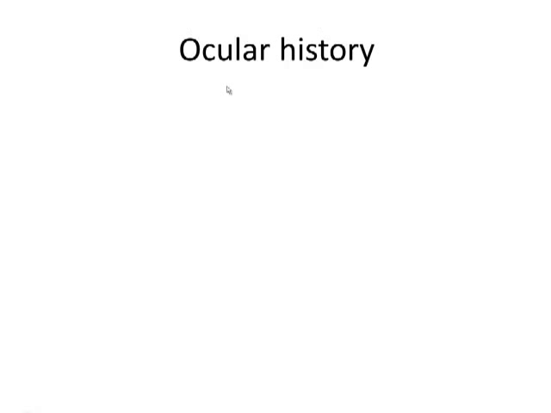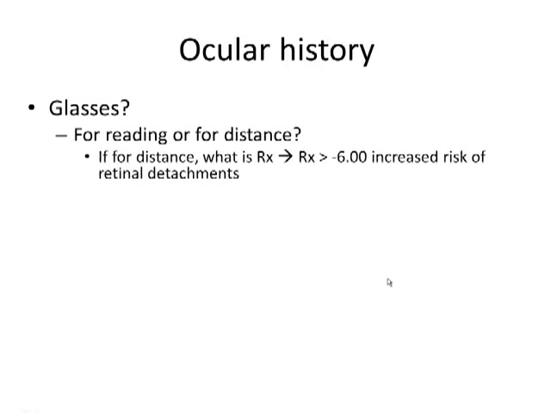All right, so in ocular history, does the person wear glasses? And if so, are they for reading or for distance? If they're for distance, if they happen to know their prescriptions greater than -6, or I guess more negative than -6, that person's at an increased risk of retinal detachments. So if an individual comes in and says, I've seen flashers and floaters, and you also know that they wear glasses and they have a pretty high prescription, there's a good chance that they might have a retinal detachment.